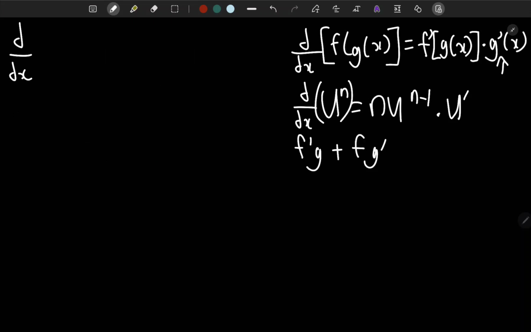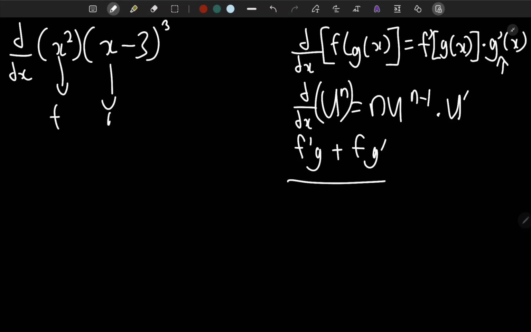So now let's move on to some examples where we need to use the product rule plus the chain rule. So a question like x squared multiplied by x minus 3 to the power of 3, let's say. Here we need to use the combination of the chain rule and the product rule, since we have two functions together. So let's start. It's going to be f prime g. Let's choose this as f and this as g. So it's going to be f prime, which is 2x.